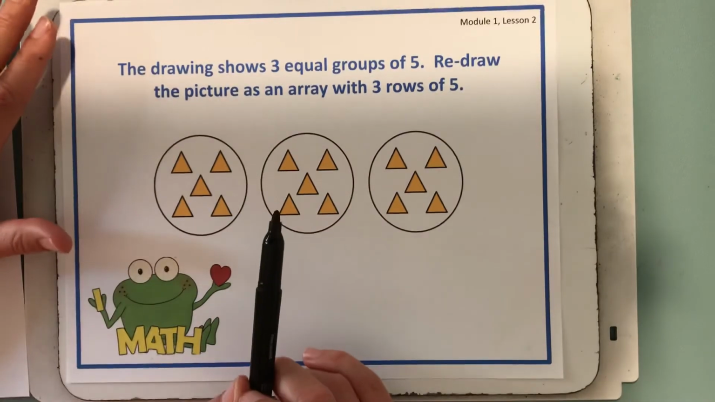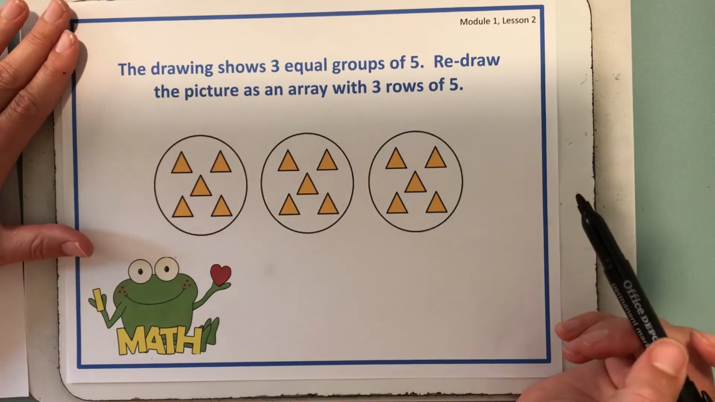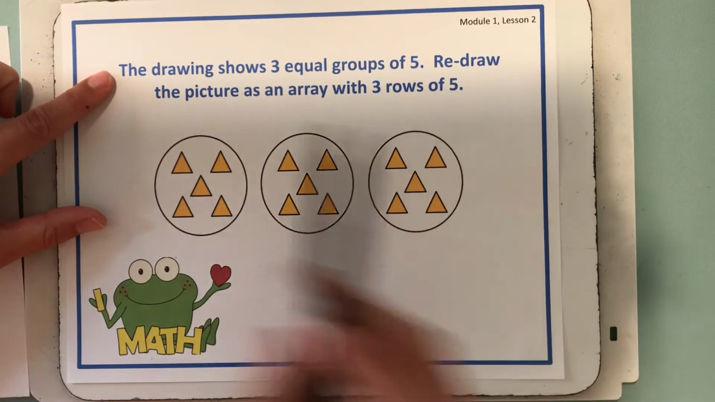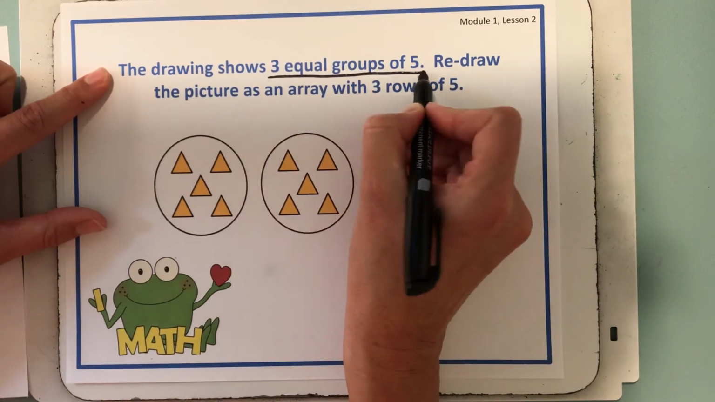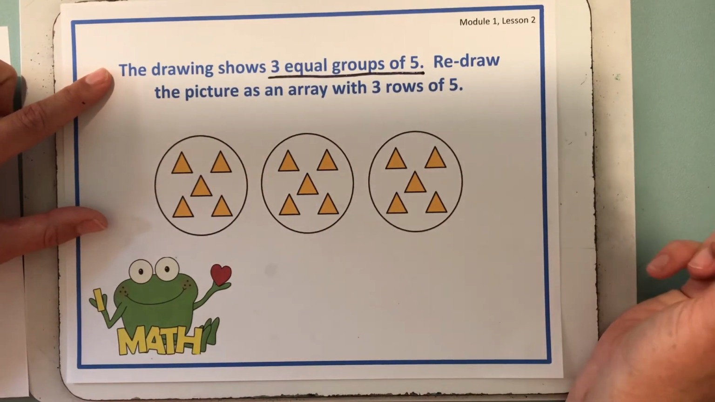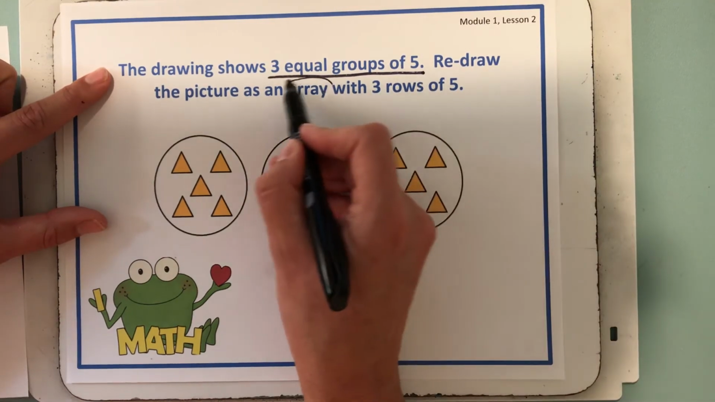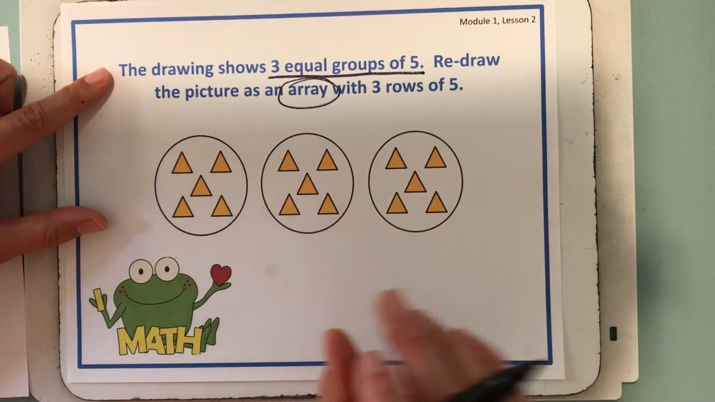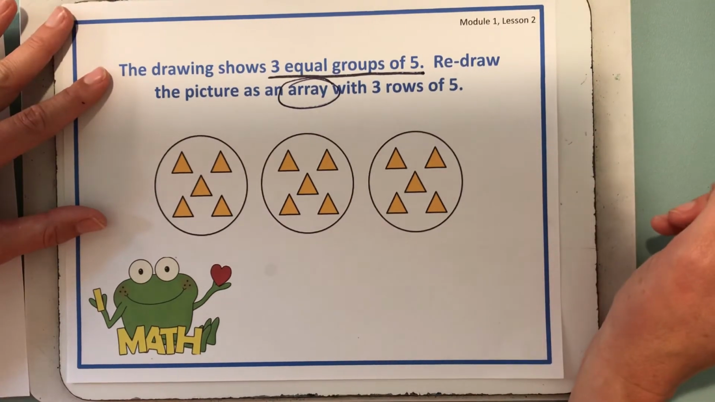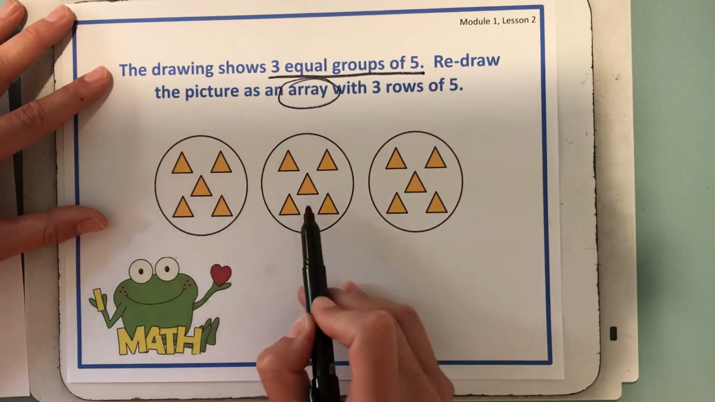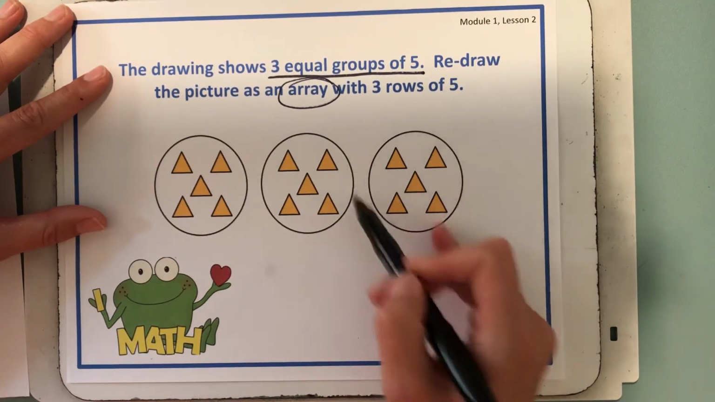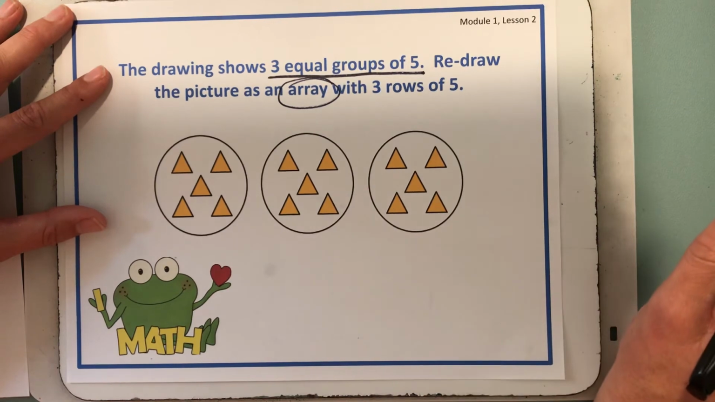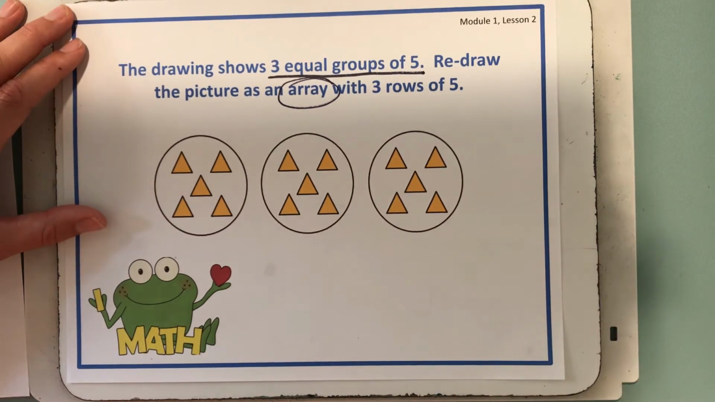But on this one, what you're gonna do is draw showing 3 equal groups of 5. But we're gonna redraw this picture as an array, okay? As an array with 3 rows of 5. So I have 3 groups, and I have 5 in each group. I want you to redraw this as an array. Go ahead and pause the video, and then when you unpause, you can see if you got it right.